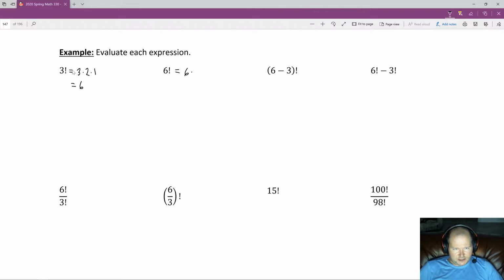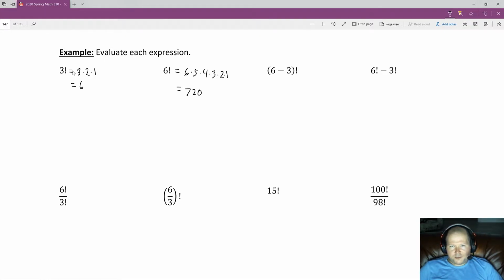6 factorial is equal to 6 times 5 times 4 times 3 times 2 times 1. 6 times 5 is 30, 30 times 4 is 120, 120 times 3 is 360, 360 times 2 is equal to 720.